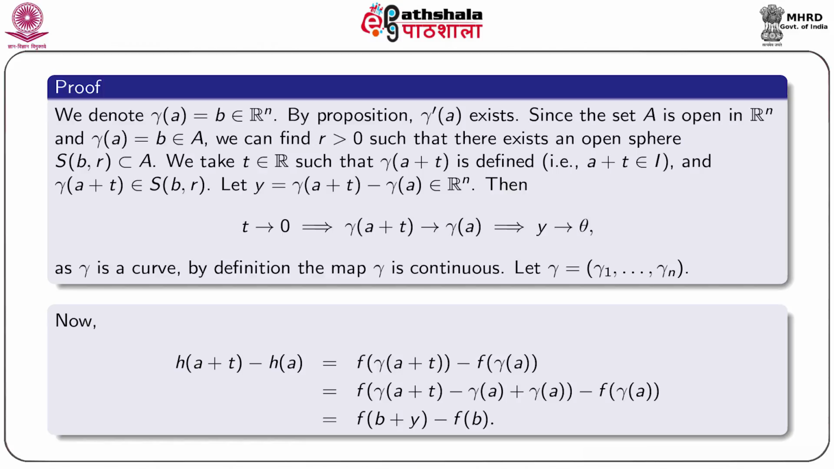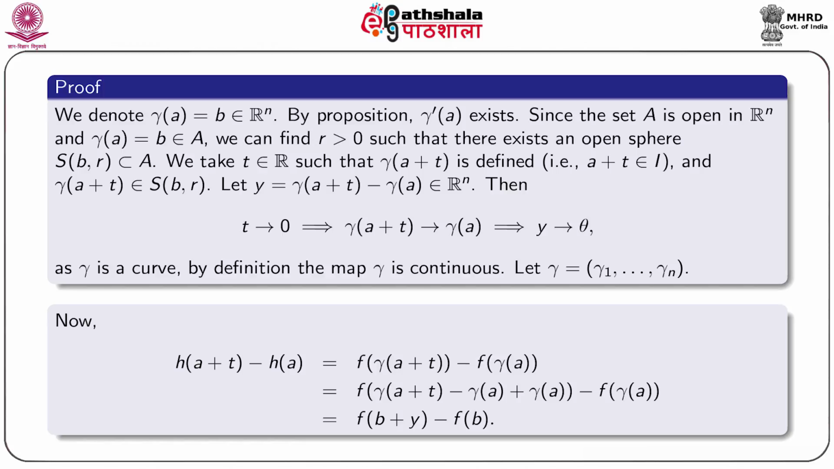We take a real number t such that gamma a plus t is well defined, that is a plus t must be a point of I, as well as gamma of a plus t must be in the open sphere S b r. Now, let y be the vector gamma a plus t minus gamma a. So, y is in Rn. Now, gamma is continuous at a. So, when t tends to 0, gamma a plus t tends to gamma a, that is y tends to the 0 vector of Rn. Let us denote gamma equal to gamma 1 up to gamma n.